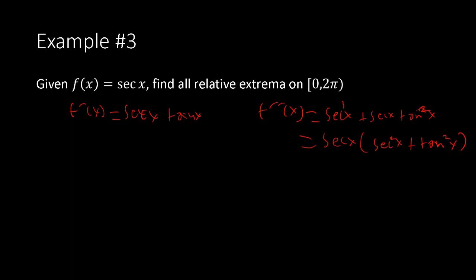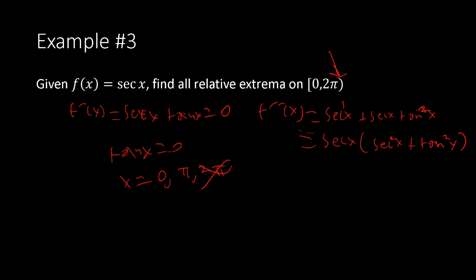Okay. Now we're going to solve. Now secant of x is never equal to 0, so we're just not going to worry about that. We're just going to say tangent of x equals 0, which means that x equals 0, pi, and 2 pi, but as you can see, 2 pi is outside of our domain because we have open parentheses, so we're only going to worry about 0 and pi.